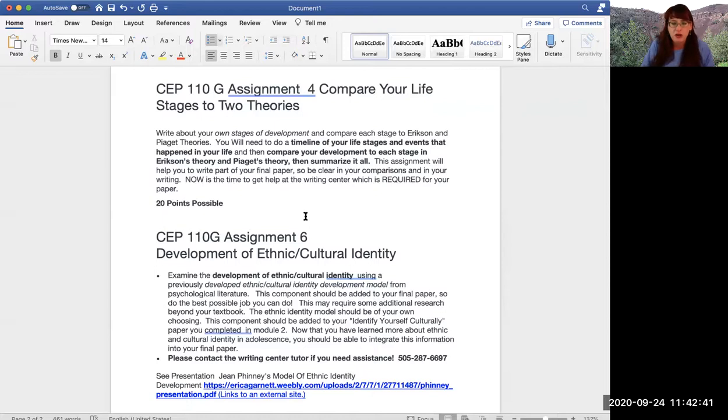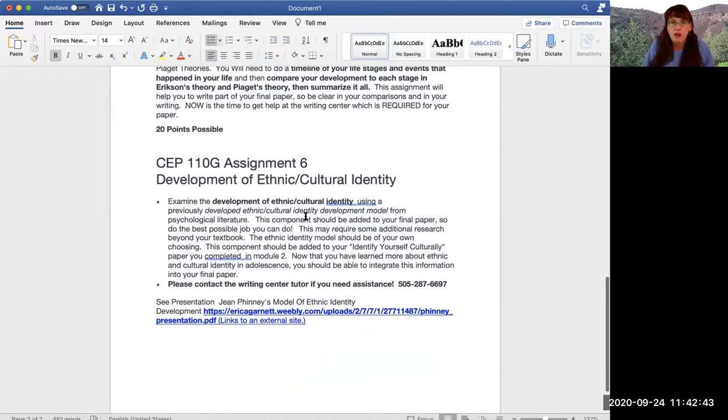So once you do that, you're going to go on to assignment number 6, development of culture, ethnic and cultural identity. So this is different than looking at your own culture and what you have as your culture and what is your ethnic identity. We're just identifying that in assignment 2. In assignment 6, we're looking at development. So we're looking more along the lines of adolescence.